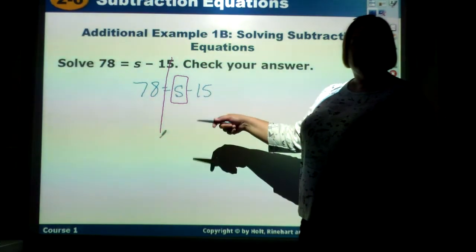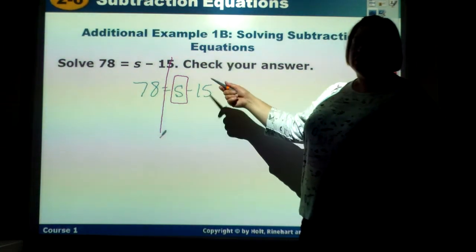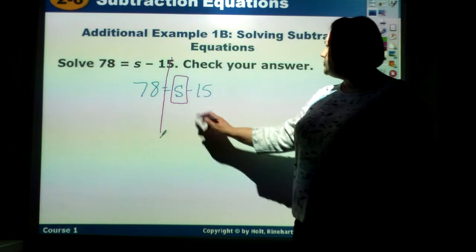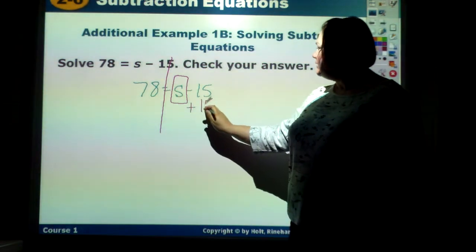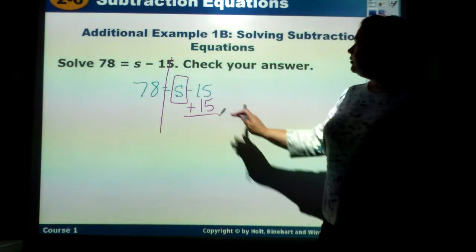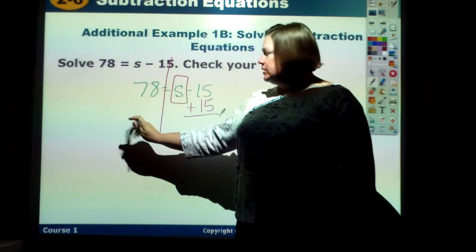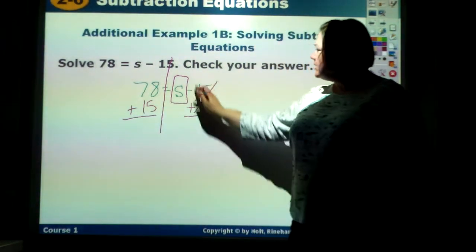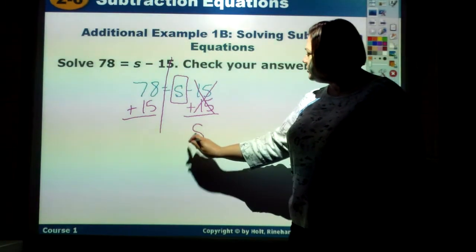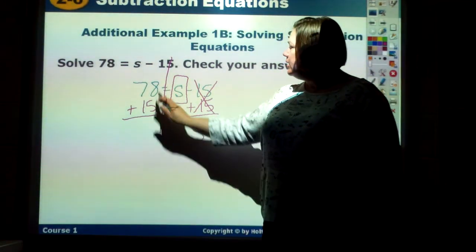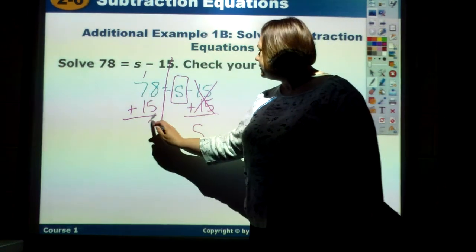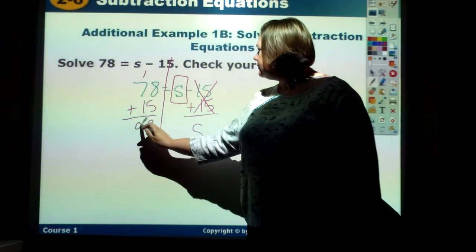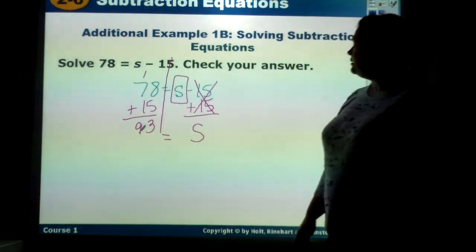So the opposite or inverse operation of minus or subtraction is addition. So we're going to add 15 over here. Whatever I do on this side, I have to do on the other side. So I'm adding 15 over here. This cancels out. I'm left with just the letter S equals. I add, and I get 93.